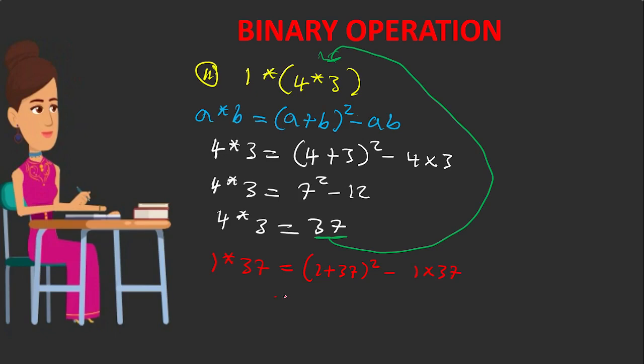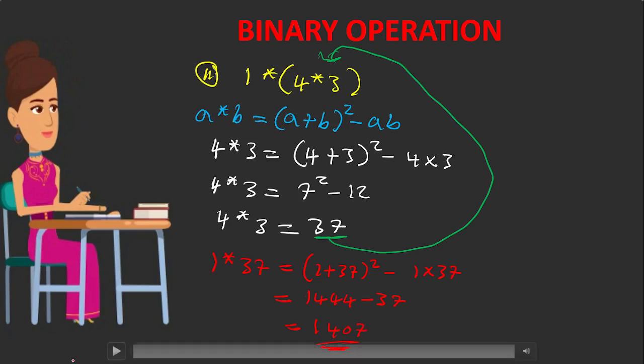Then from there, you can simply say 37 plus 1 is simply 38. So 38 squared is simply 1,444 minus 37. If you work out this, this will simply give you 1,407. Remember that you are not supposed to use the calculator as you work out this.